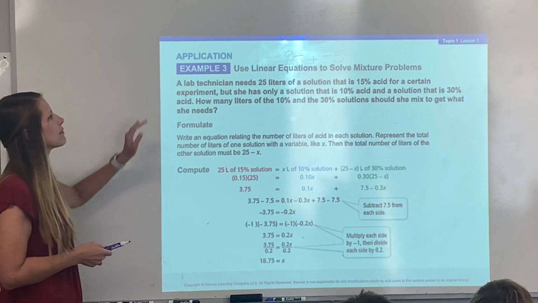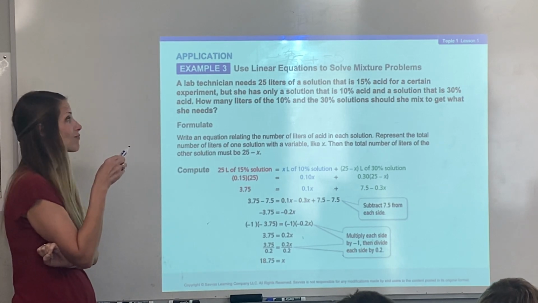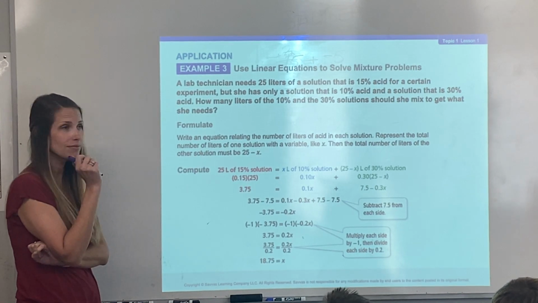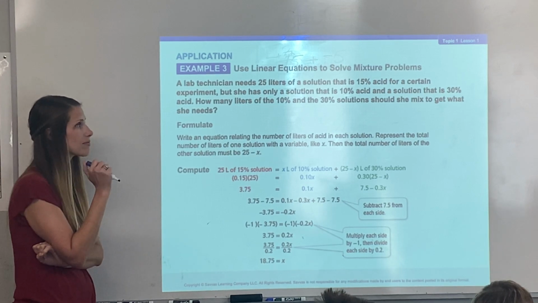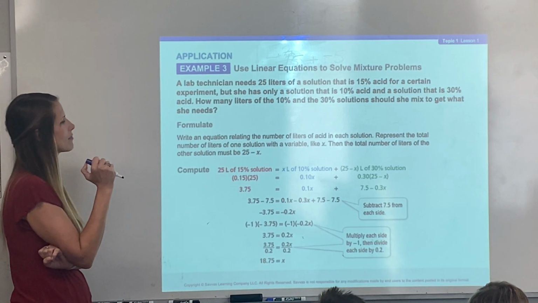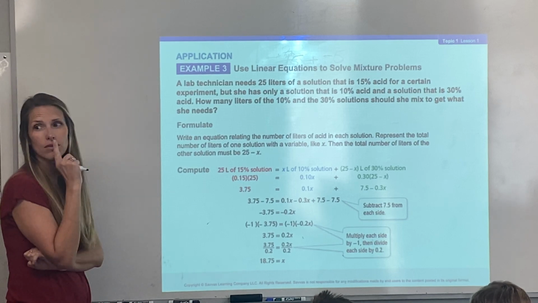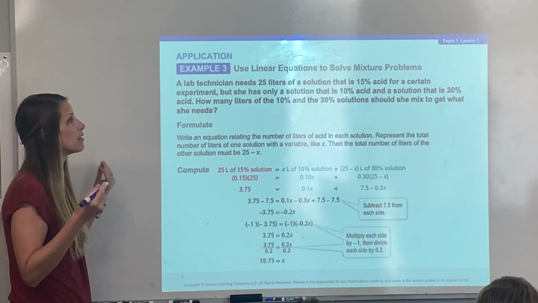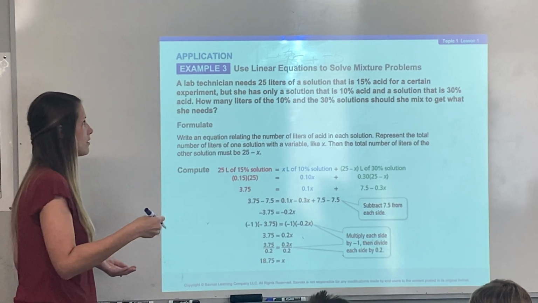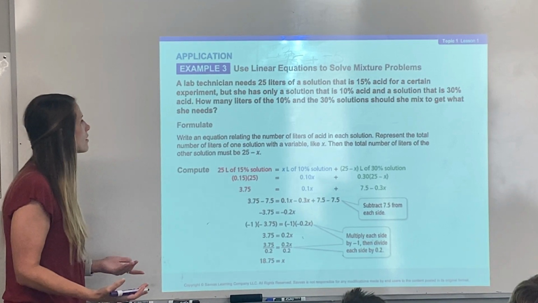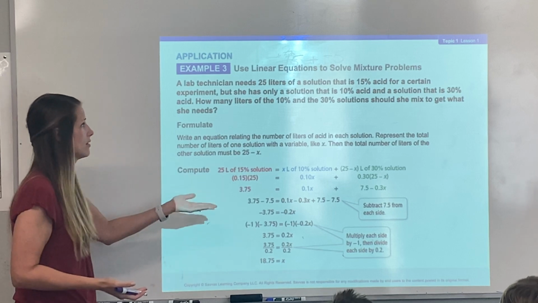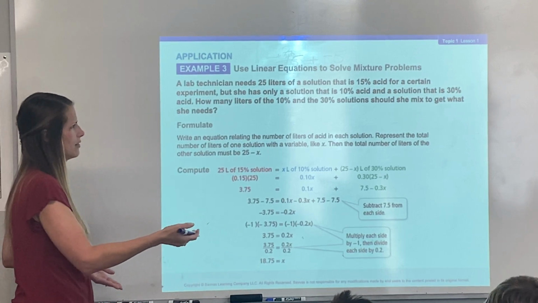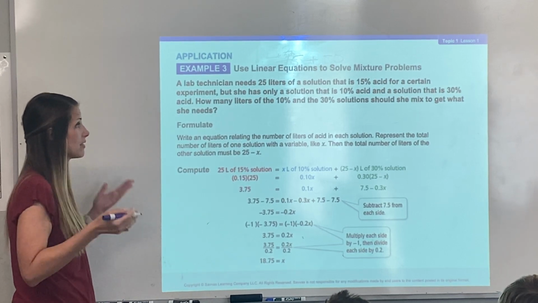A lab technician needs 25 liters of a solution that is 15% acid for a certain experiment. But she has only a solution that is 10% acid and a solution that is 30% acid. How many liters of the 10% acid and the 30% solutions should she mix to get what she needs?